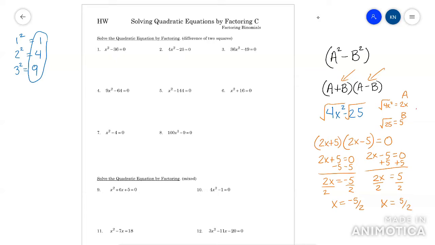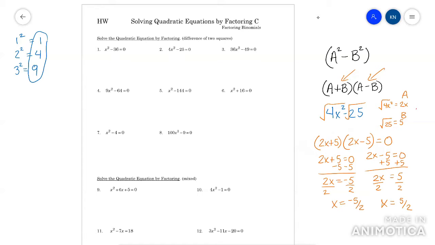But that's how you do it. Basically, identify it as a difference of squares, square root each thing to get your A and your B, and then just plug it in. And so like the better you get at this, the more you'll realize it's just A and B, and in the middle, one's a plus and one's a minus.